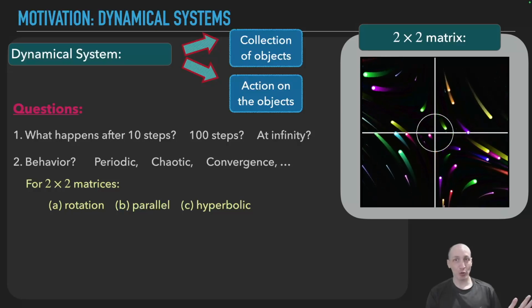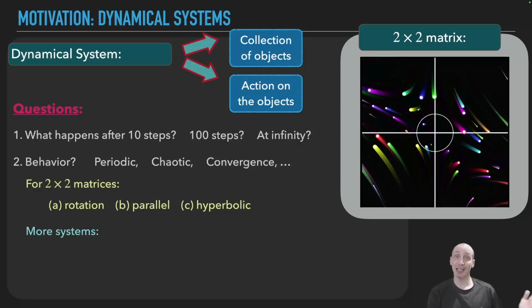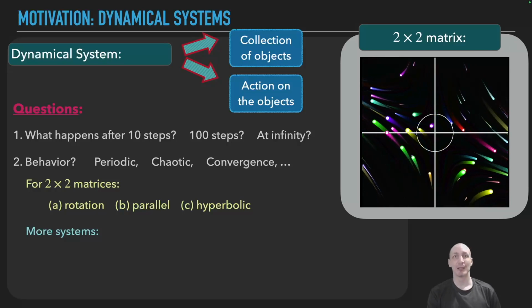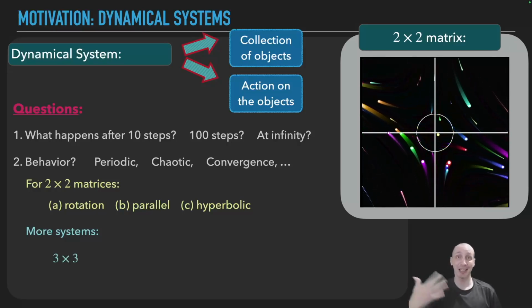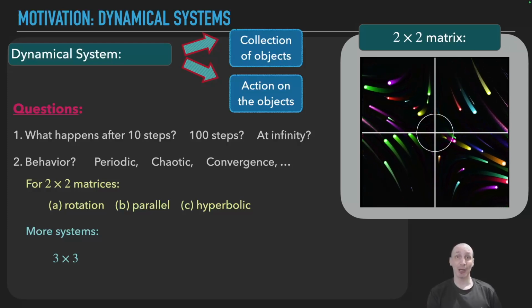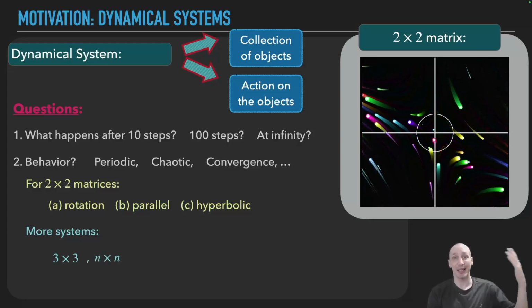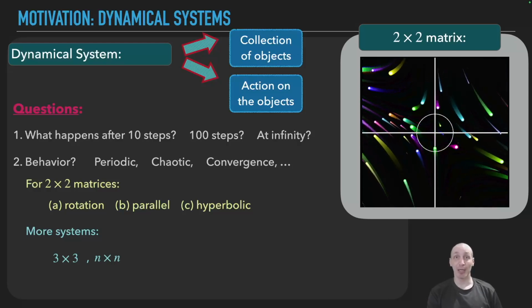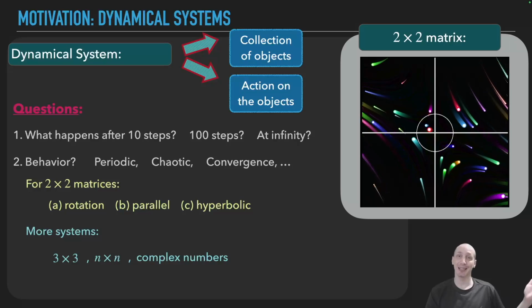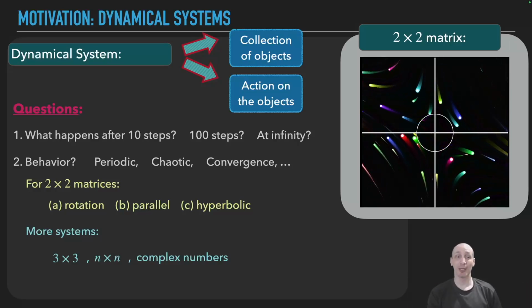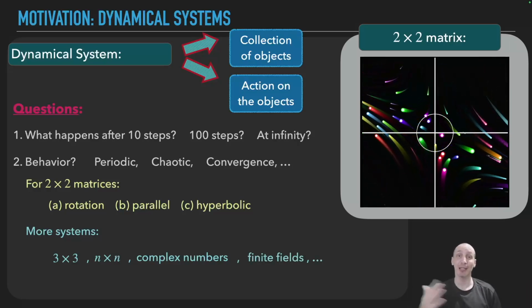Okay, so this is the 2 by 2 matrices. Do we have other dynamical systems? So of course we can talk about 3 by 3 matrices and their action on our three-dimensional world. We can talk about n by n matrices and their action on the n-dimensional world. We can talk about complex numbers. So up until now we acted on the real world. We can talk about the complex world. We can talk about finite fields and many more.